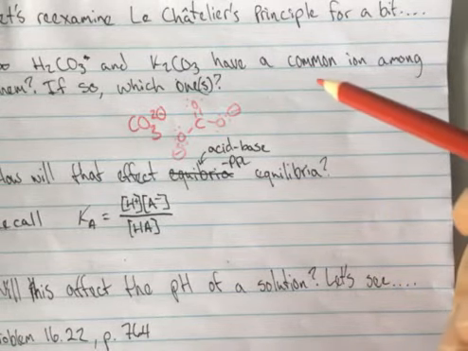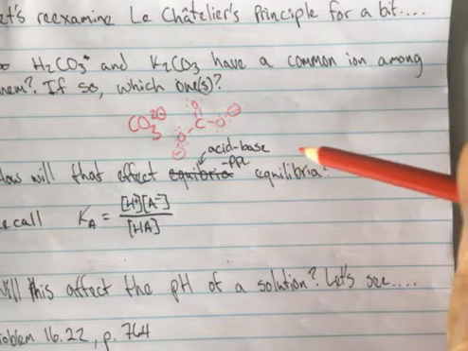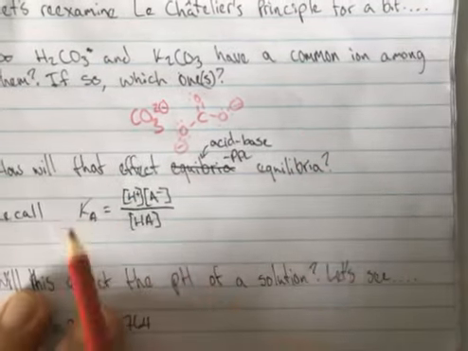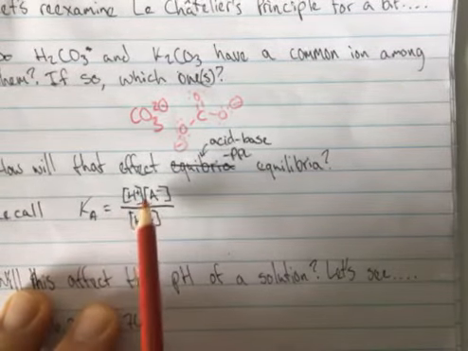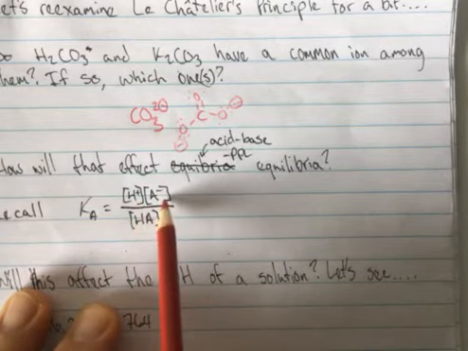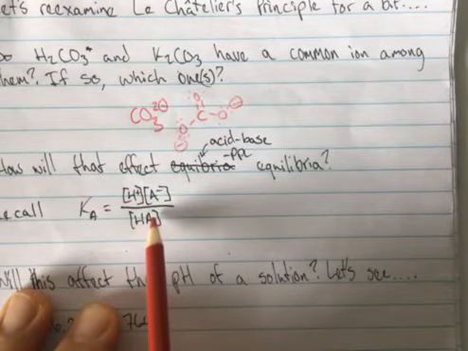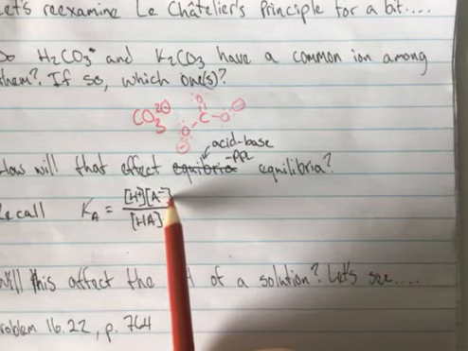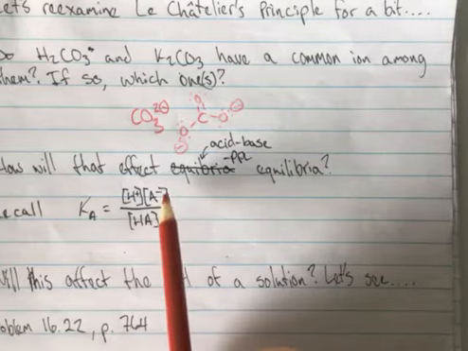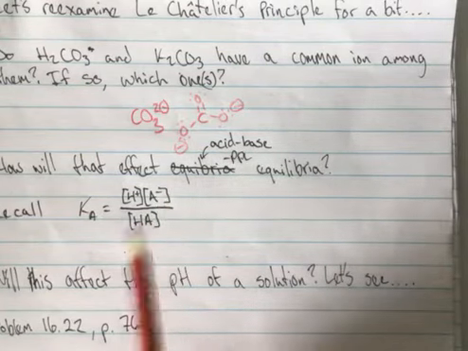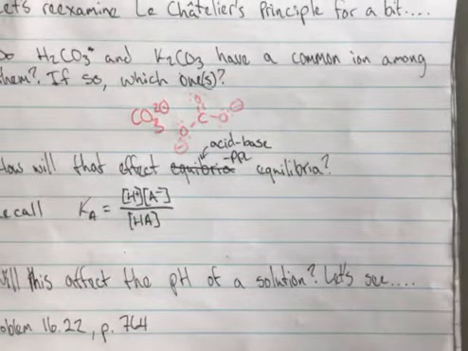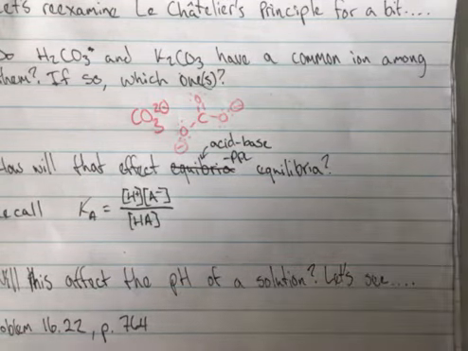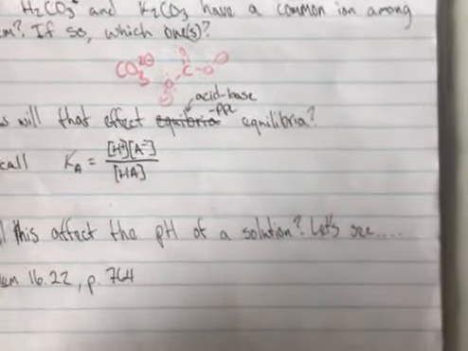Okay, so how is that actually going to affect the acid-base equilibria? Well, recall that Ka is going to be equal to H plus times the conjugate base over the conjugate acid. So in other words, if you add more of A minus, let's say, what's that going to do to the equilibrium? It's going to shift back down to reactants, right, or your conjugate acid. Okay, so let's see if this will affect the pH of the solution.